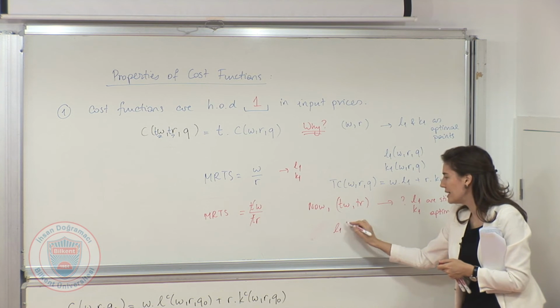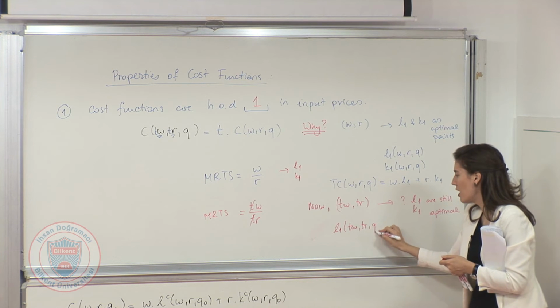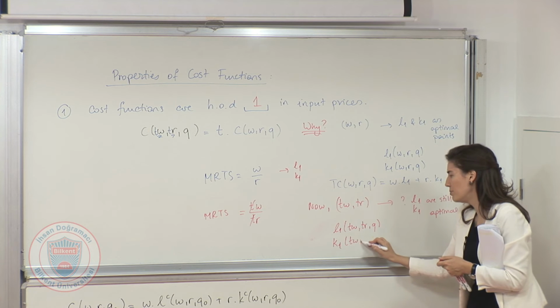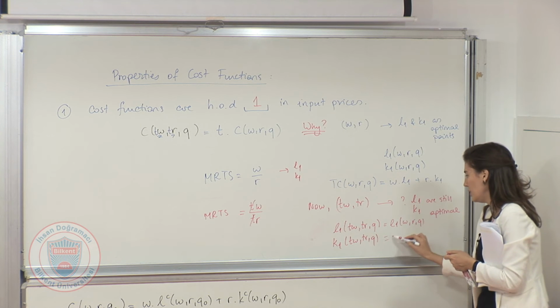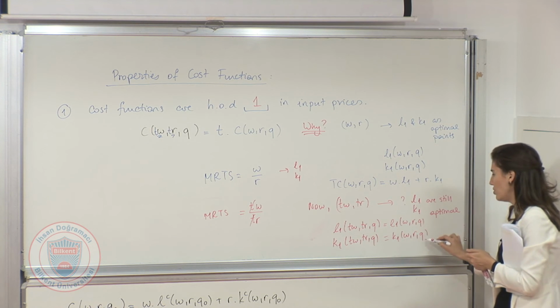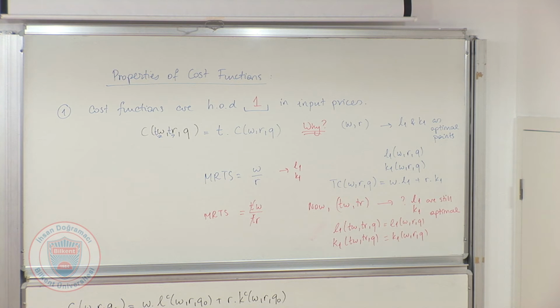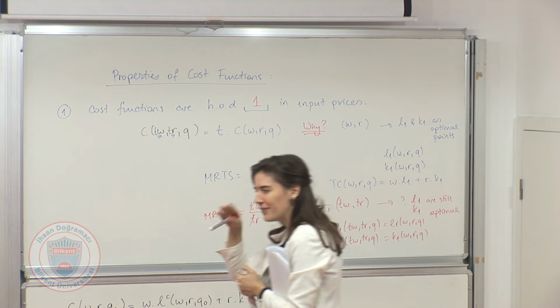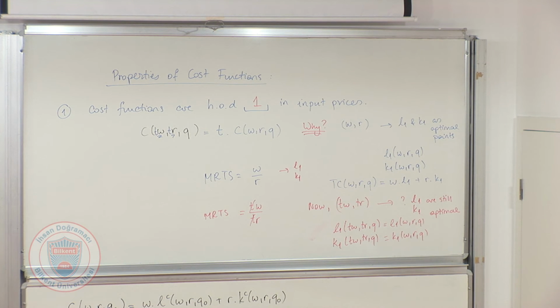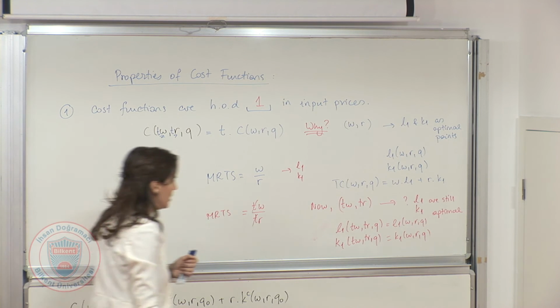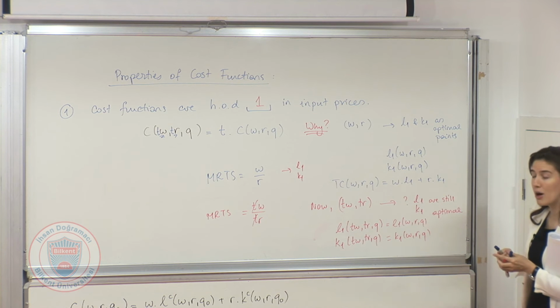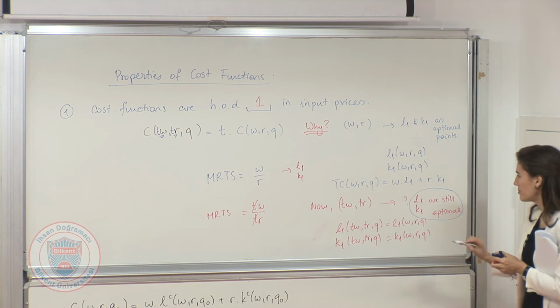So basically, you can say L1 at (TW, TR, Q) and K1 at (TW, TR, Q) equal L1 at (W, R, Q) and K1 at (W, R, Q), okay? Remember, if the function itself is homogeneous of degree 1, its derivatives are homogeneous of degree 0, right? So you can see all those mathematical facts that we have said here. But you see that these are still optimal, okay?